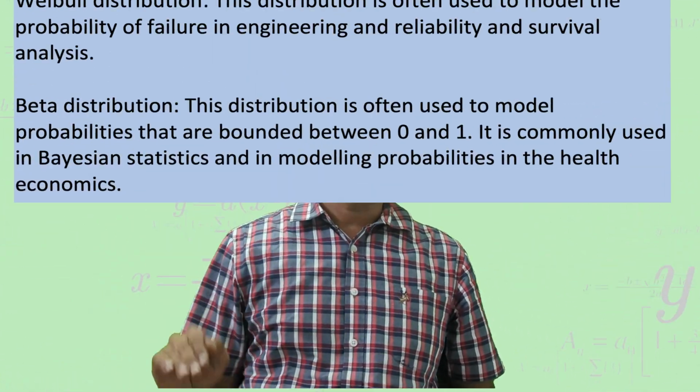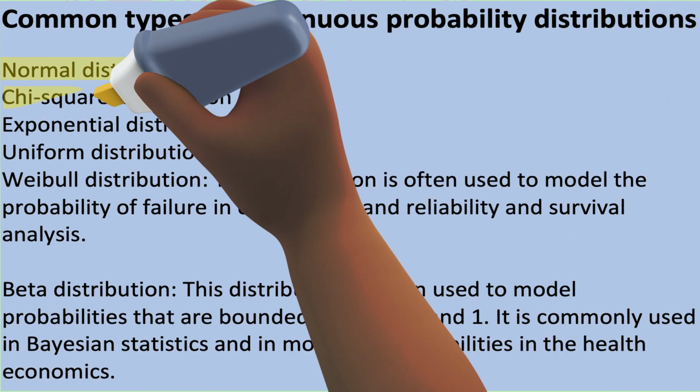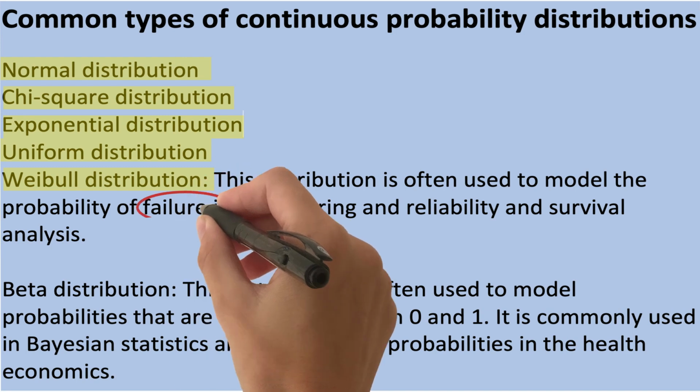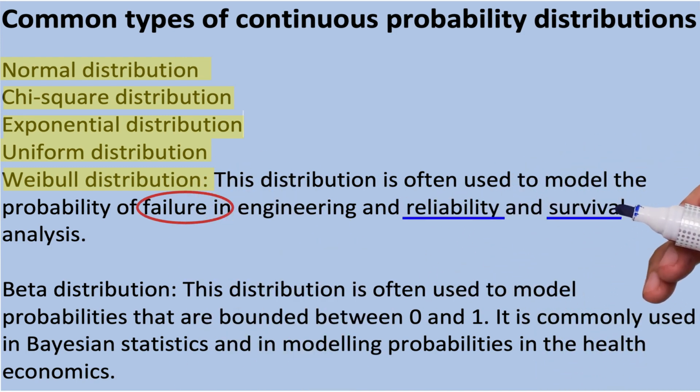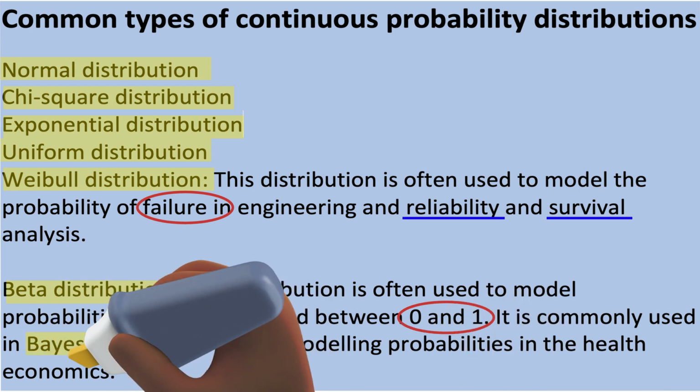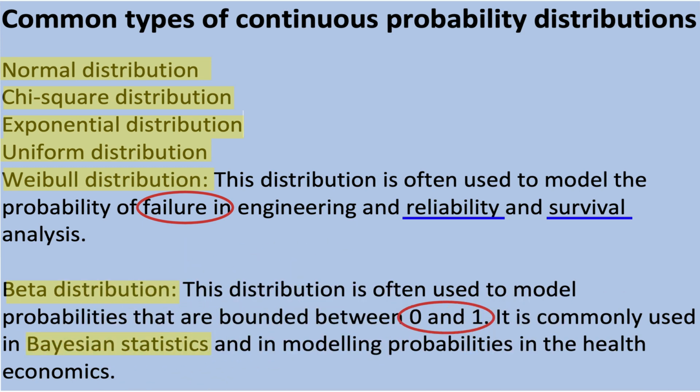Some common types of continuous probability distributions include normal distribution, chi-square distribution, exponential distribution, uniform distribution, Weibull distribution. This distribution is often used to model the probability of failure in engineering and reliability and survival analysis. Beta distribution. This distribution is often used to model probabilities that are bounded between 0 and 1. It is commonly used in Bayesian statistics and in modeling probabilities in health economics.